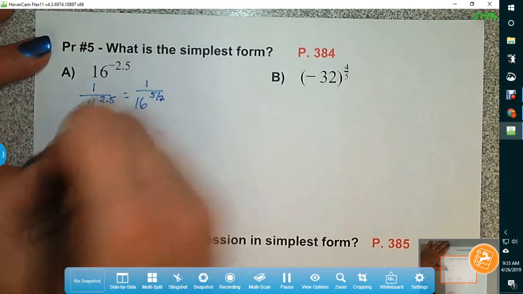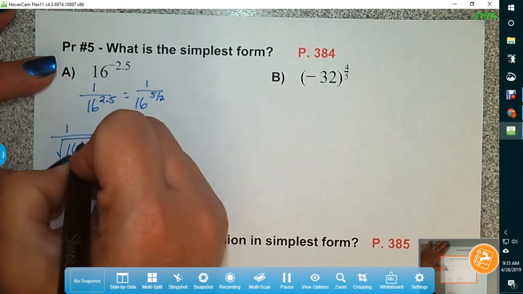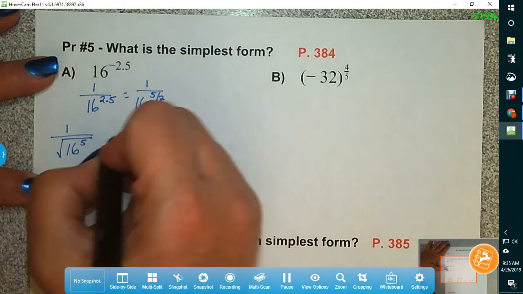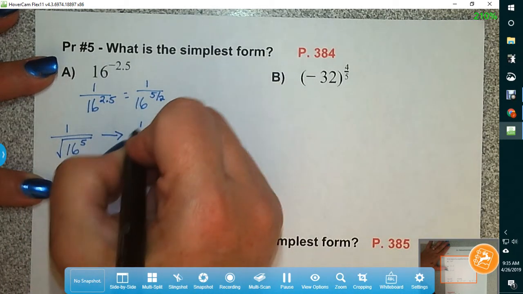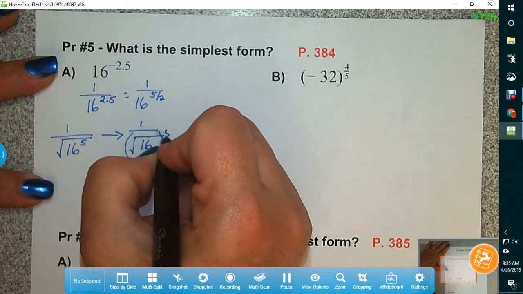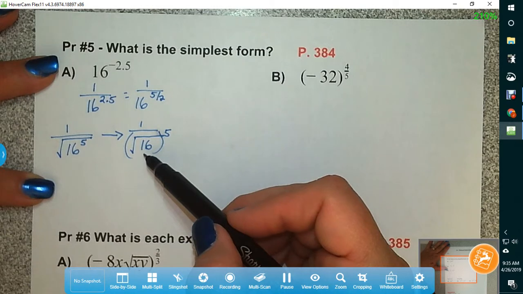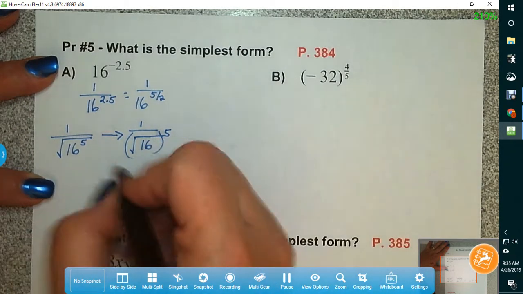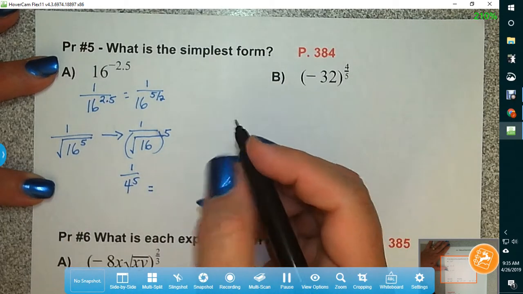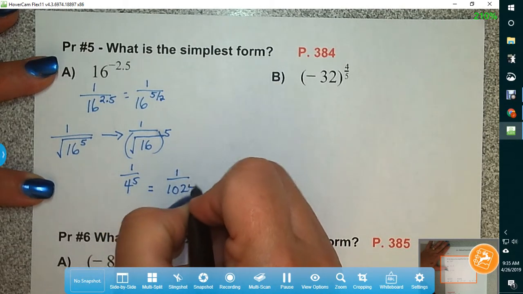So what I've got is 1 over the square root of 16 to the 5th, but I don't want to have to go to that huge number and then try to take the square root of it. So what I'm going to do is use that rule we talked about earlier, and I can put the 5 out here. So now I'm going to take the square root of 16 and then go to the 5th power. So this will give me 1 over 4 to the 5th, which is 1 over 1,024.